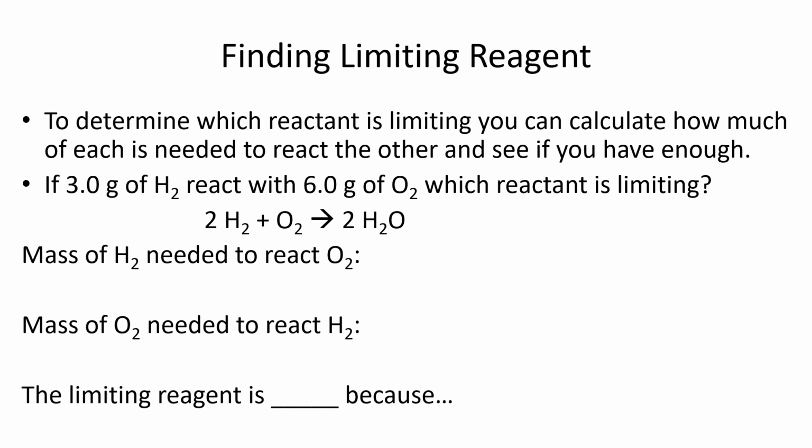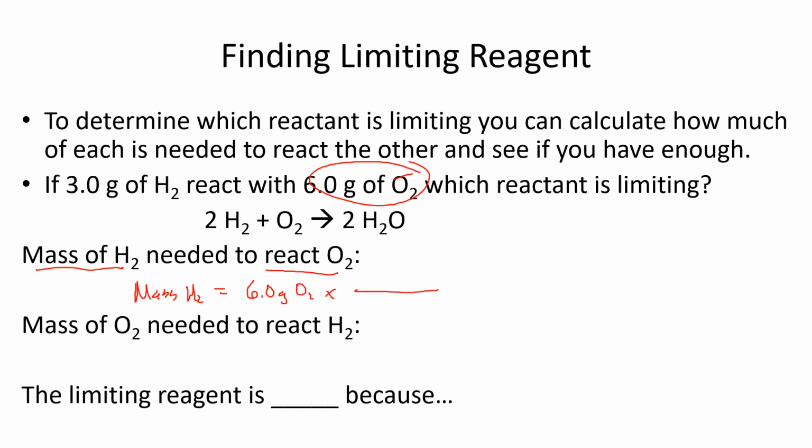So what you can do is work out the amount of the one reactant that is needed to react all of the other one, and then see if you have enough. So we'll do that with both of these, and then we'll compare to see if we can decide which one's limiting. So first of all, what mass of hydrogen is needed to react all of the oxygen? So I'll write mass of hydrogen equals, and then we have 6 grams of oxygen. So 6.0 grams of oxygen.